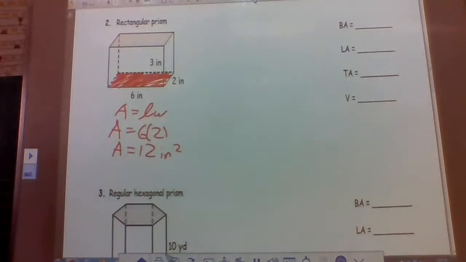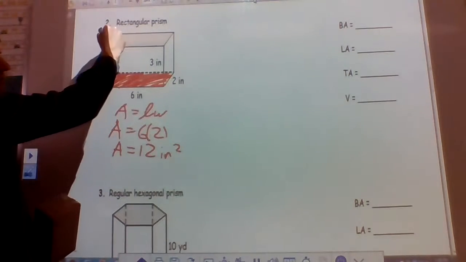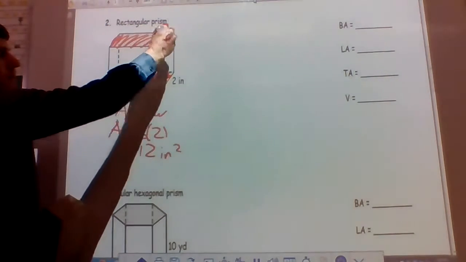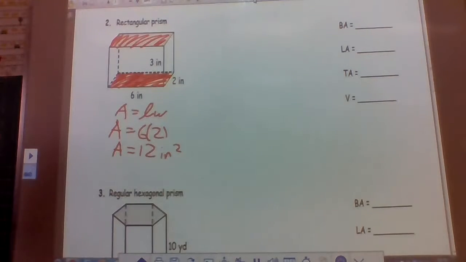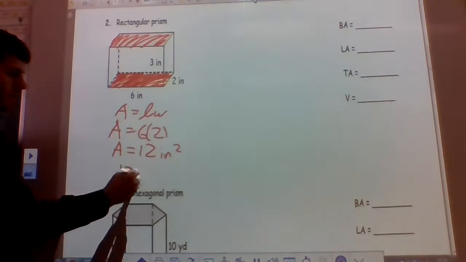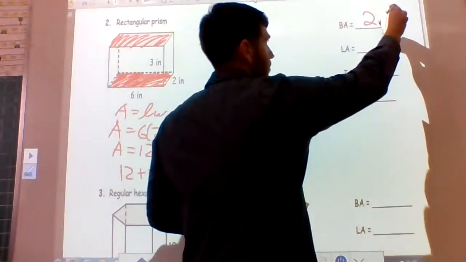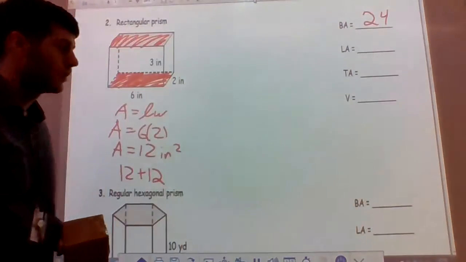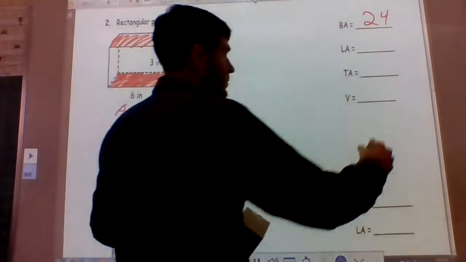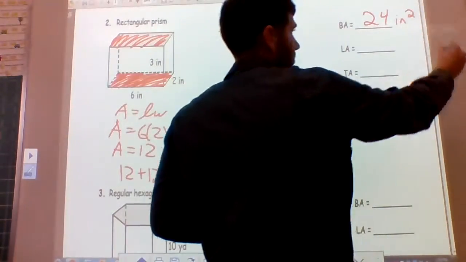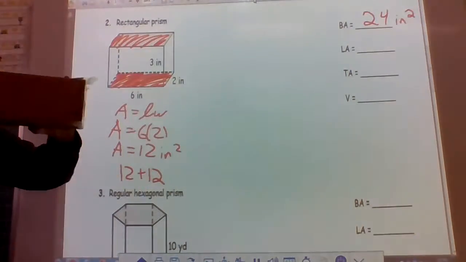Okay. But the bottom base is 12, and then the top is also the same. Okay, so 12 and 12. So the total base area is going to be 24. The area of the two bases is 24 inches squared. So that's the top and the bottom.